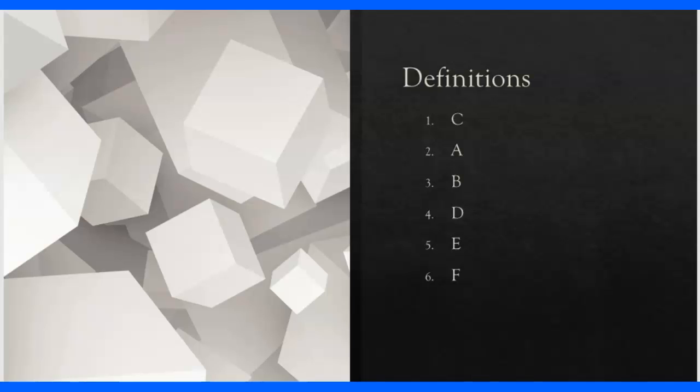Number 1 was C, number 2 was A, number 3 was B, number 4 was D, number 5 was E, and number 6 was F. So if you got these wrong, I wasn't trying to trick you on these. I would suggest you just go back and look over your flashcards.